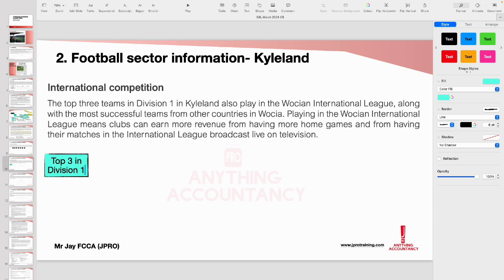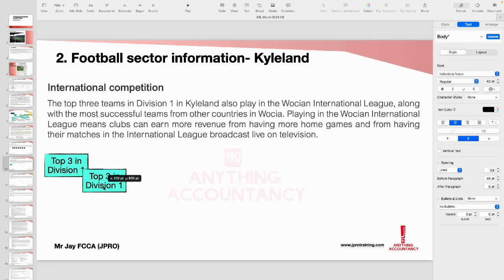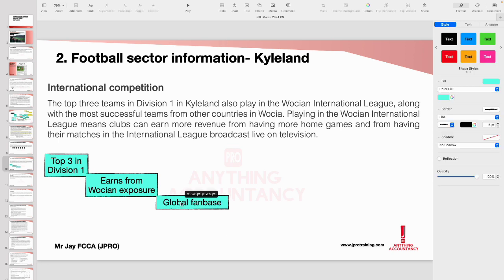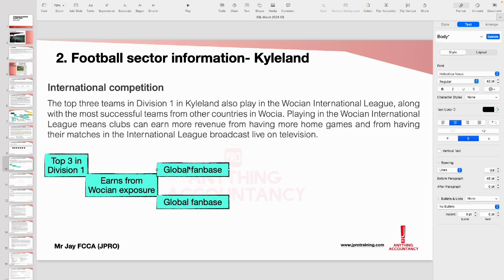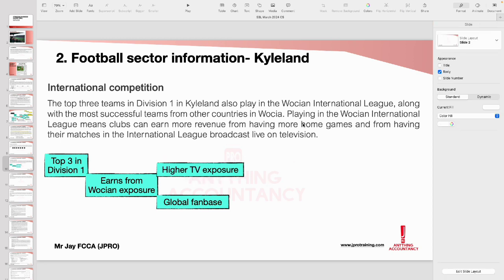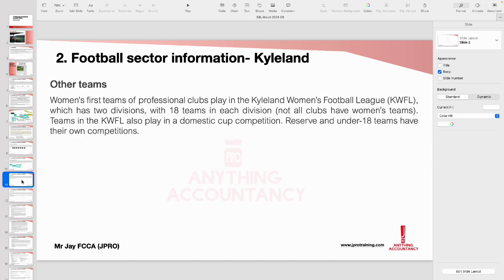They will not only earn money from matches, they will also earn money from the Ocean League exposure. So you do have this international exposure, and this international exposure will help you earn more. You can get more fans, a global fan base. That's one. You also earn more money from higher TV exposure. So you do get that value there for getting yourself into an international type arrangement. Those are possible things. Now let's move on.